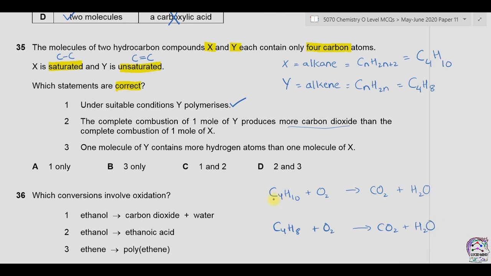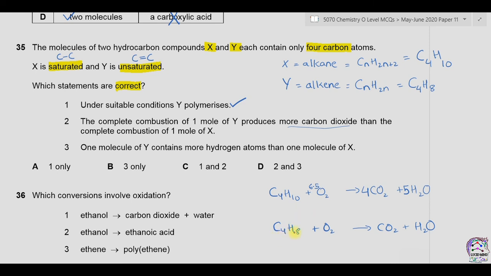Now balancing these chemical equations, we have 4 carbon atoms on the reactant side, so we can write 4 with CO2. We have 10 hydrogen atoms, so we can write 5 with water so that it becomes 10 hydrogen on the product side. Now there are 8 oxygen atoms in CO2 and 5 in H2O. So 8 and 5 is 13. So we can write 6.5 with oxygen.